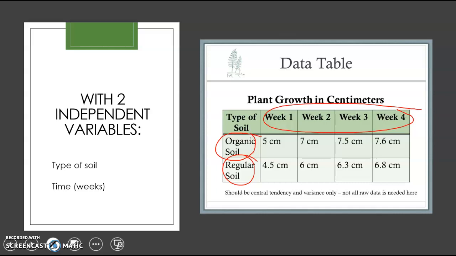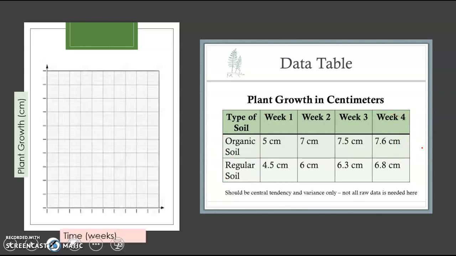So these are all your independent variables because you are changing the type of soil and the weeks that are going by. Now your dependent variable would be the height or the plant growth. So this is going to be your dependent variable. All right, so let's create a graph.